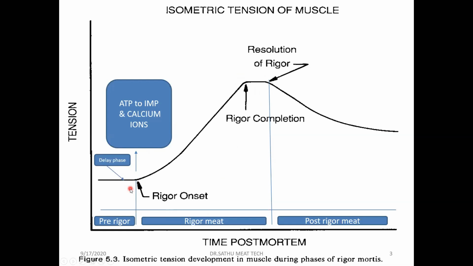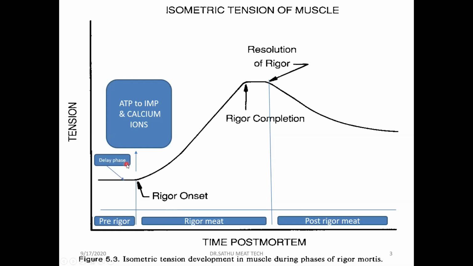But there is an accumulation of lactic acid, so the pH will be decreasing. As the pH decreases, the calcium will be released. Since the calcium is released, we have seen that the calpains became active. So calpains act in bringing about the resolution of rigor mortis, and again the meat will become tender. We have seen this already during the conversion of muscle to meat. I have told this just to brush up what we studied in our previous lecture.